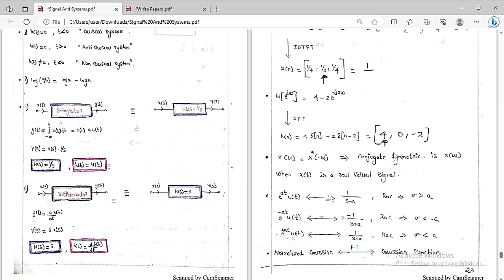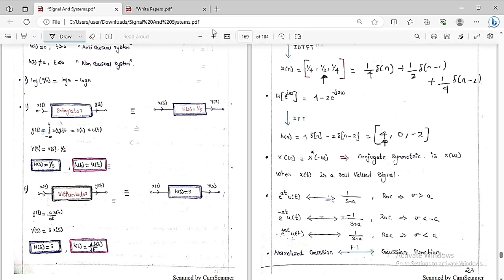You can write 1 by 4 into delta of n, plus 1 by 2 into delta of n minus 1, plus 1 by 4 into delta of n minus 2. So be careful, a small correction here, only a small correction, not a big one, so that we can easily understand the concepts in a detailed fashion. This will become delta of n plus 1.